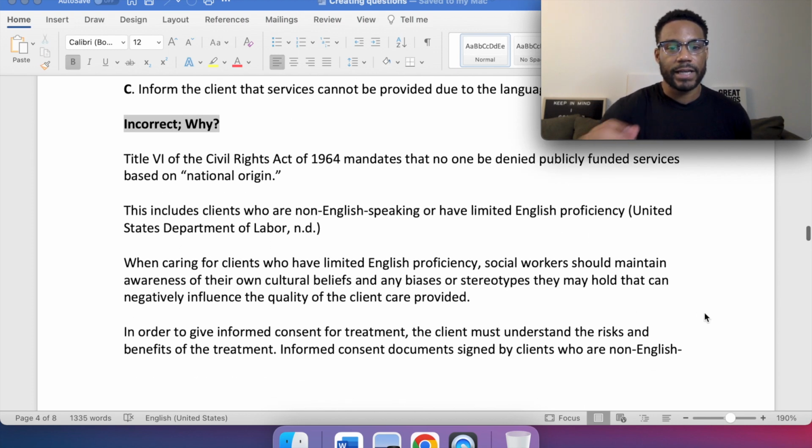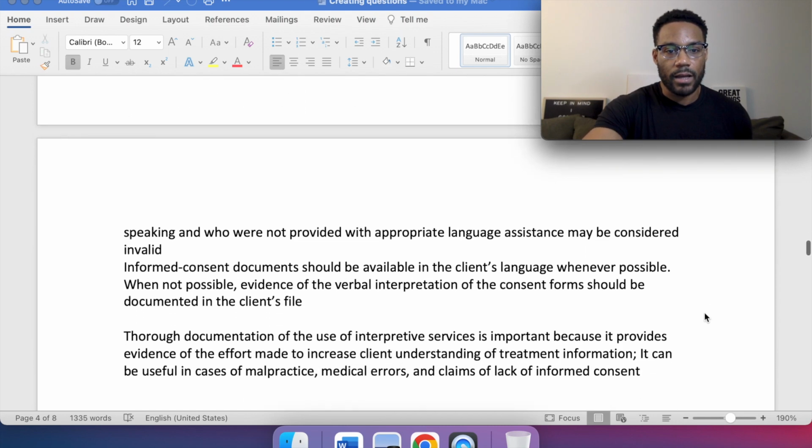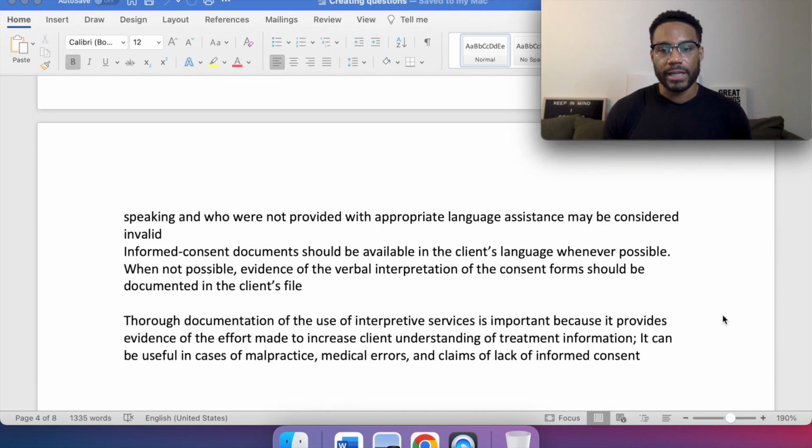When caring for clients who have limited English proficiency, social workers should maintain awareness of their own cultural beliefs and any biases or stereotypes they may hold that can negatively influence the quality of the client care being provided. In order to give informed consent for treatment, the client must understand the risks and benefits of the treatment. Informed consent documents signed by clients who are non-English speaking and who were not provided with appropriate language assistance may be considered invalid.